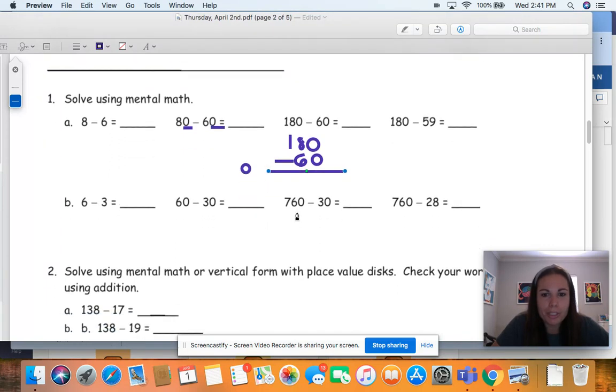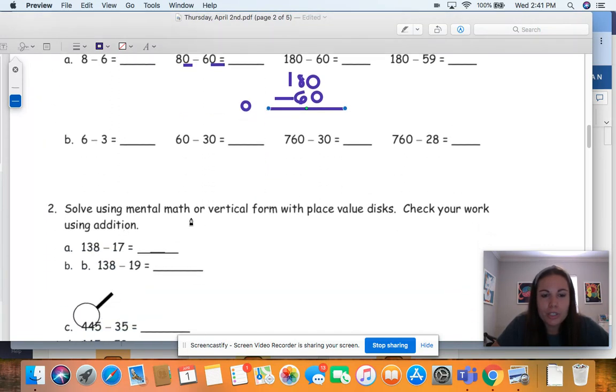Okay. So mental math. Now down here, it says solve using mental math or vertical form. So you need to be the judge of looking at the question, at the problem and saying, can I do this in my head or do I need to write it up and down? So let's look at A, 138 minus 17. The way that you figure out whether you need to regroup or not is go through your place value one by one and see if you have more on top. On top, we're not writing it up and down, so it's technically not on top. But in the first number, if you have more to subtract from the second number.